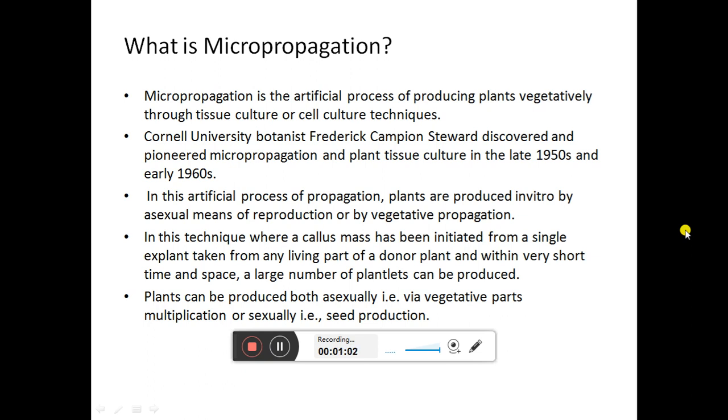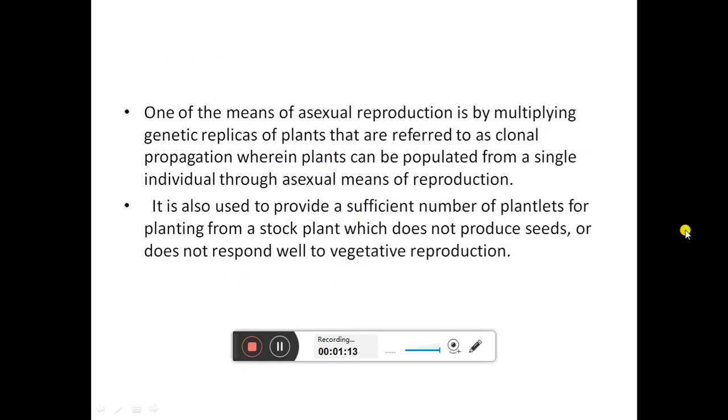Plants can be produced both asexually, that is via vegetative parts multiplication, or sexually, that is seed production. One of the means of asexual reproduction is multiplying the genetic replicas of plants, which is referred to as clonal propagation. It is also used to provide a sufficient number of plantlets for planting from a stock plant which does not produce seeds or does not respond well to vegetative reproduction.